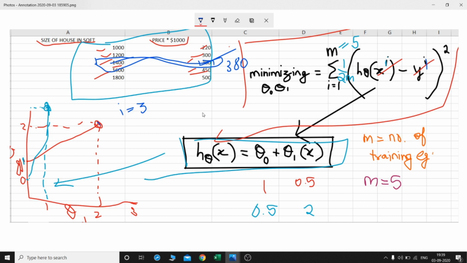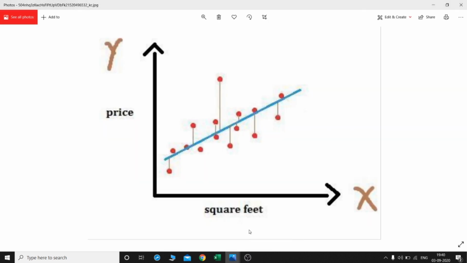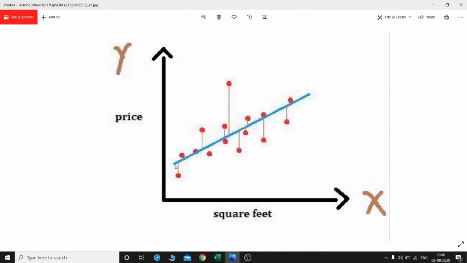Once you have found the points, the difference between this one and this value, that is 380, should be as less as possible, such that your prediction is as close as possible. So basically you subtract this and then you square the difference of these two. That is what the name suggests, right? It's the squared error function or the cost function. Once you do that, you will be able to plot these kinds of points here.